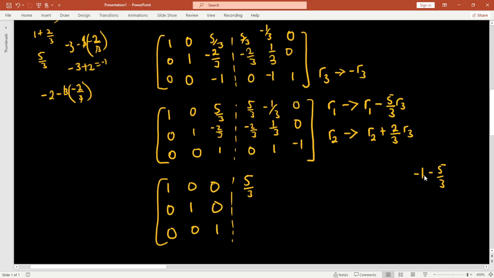Oh, sorry. So negative 1 minus 5 over 3. We make this a single fraction. We're going to have negative 1 minus 5 over 3 is going to be negative 6 over 3 here. I won't divide this for now. I'll keep it the way it is. So here we have negative 6 over 3.